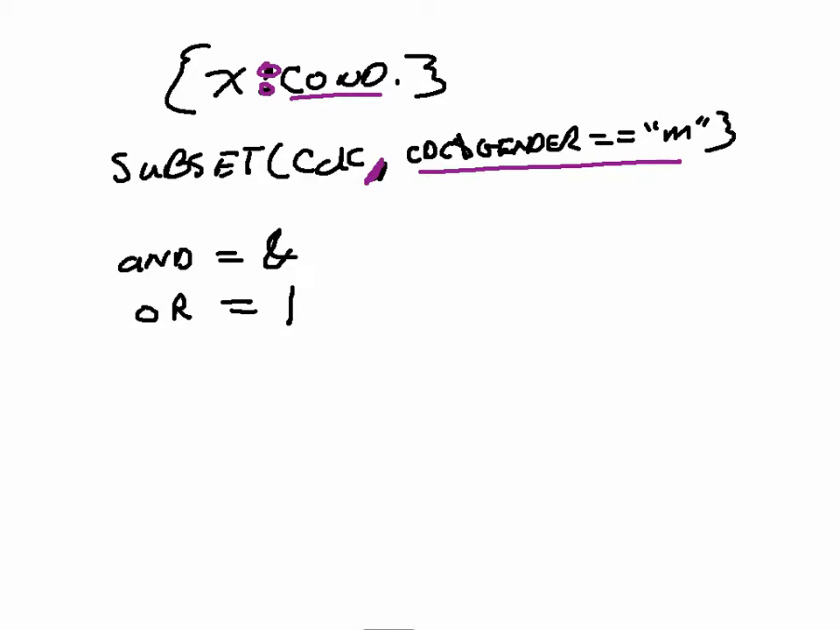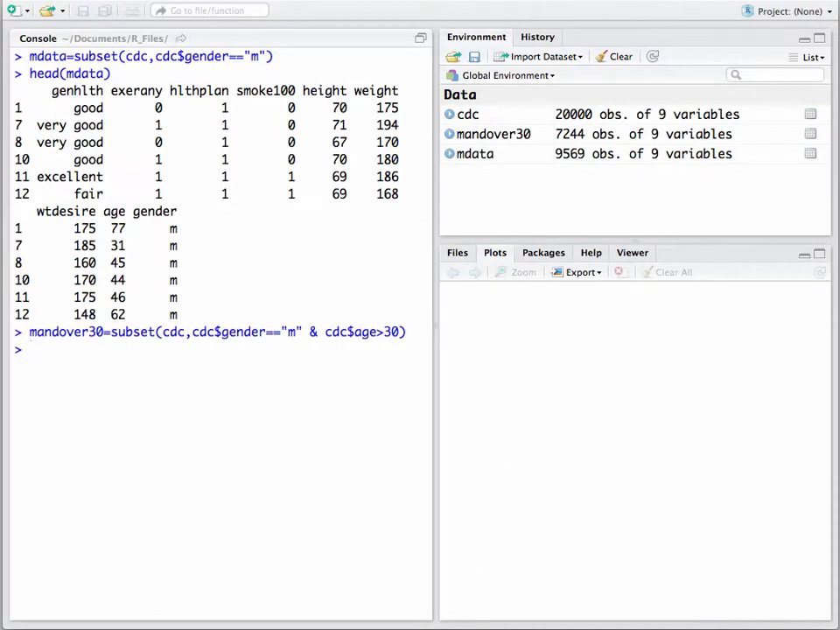Okay, so let's go back into RStudio now, and let's go see if we can use some of this newfound knowledge. All right. So what if you wanted to get men over 30, with gender equal to male, or excuse me, what do you want? Gender equal to male or 30.